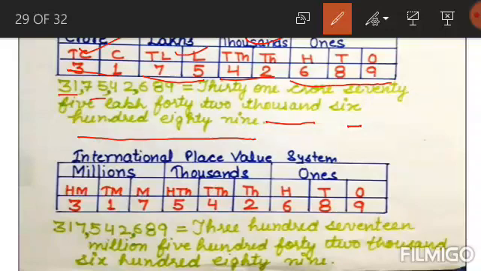And in the international place value system, we read this number as 317,542,689.